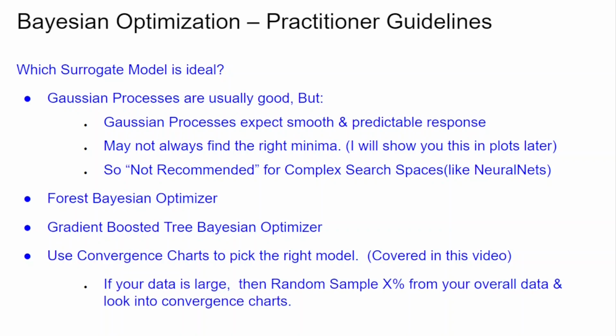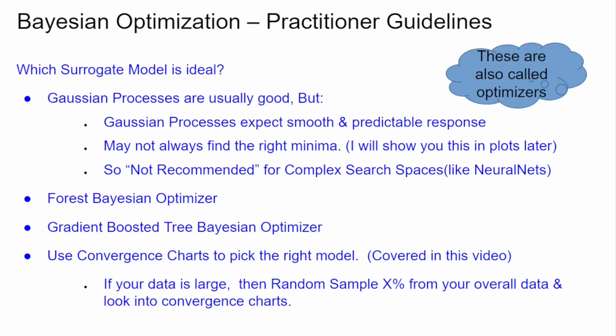Okay. And one more rule of thumb that I observe: if your data is very large, 100K plus, 200K plus, then it is better that you randomly sample a certain percent of your data as you look into the convergence chart. Otherwise, the convergence chart itself will become very complex for us to nail down which is the actual surrogate model to finalize. Okay? Very good. So are we all good with what we are talking about in this particular slide? Surrogate models are also called the optimizer. That's just terminology.